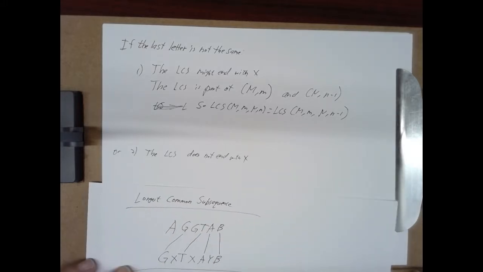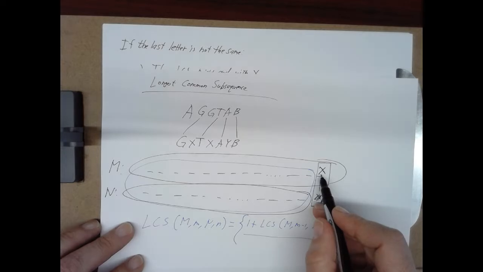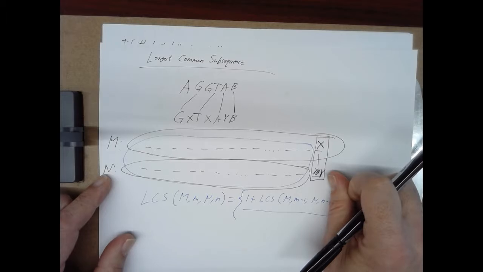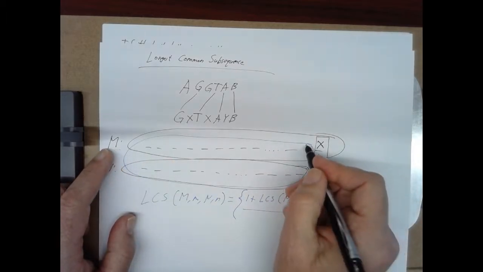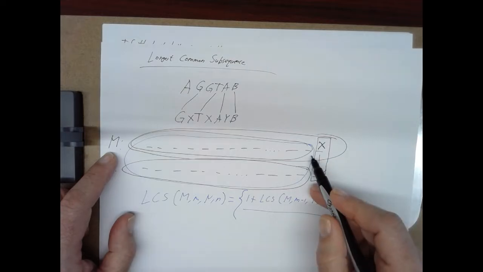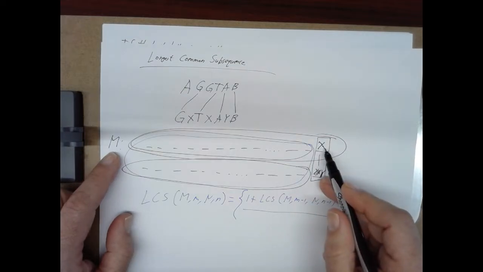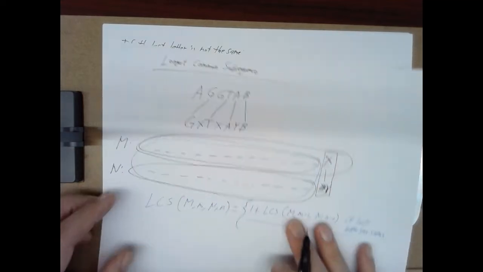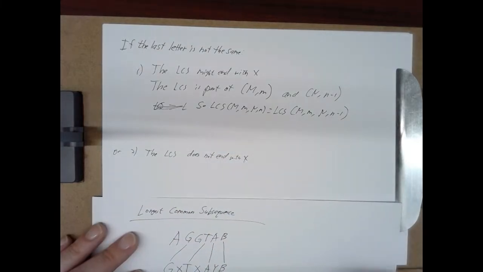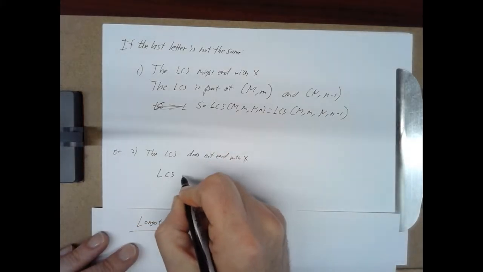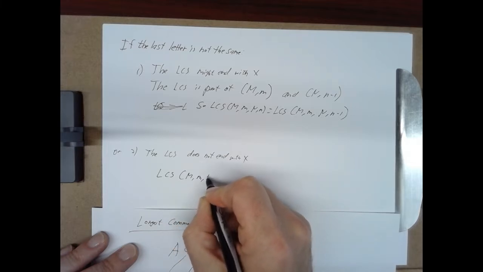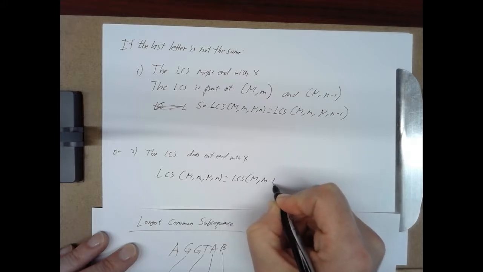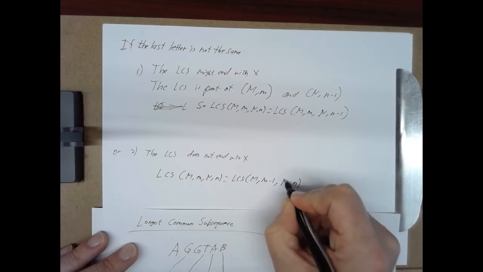The other possibility is the longest common string does not end with an x, and now we have the exact opposite situation. It's still going to be a substring of n, but it's going to have to be a substring of this shortened version of m. Because if it doesn't end with x, right, it's not going to include the x. So it's got to be a substring of this shortened sequence. So if the LCS does not end with x, then the longest common substring of our original strings is also the longest common substring where we shorten that first string by 1 character.